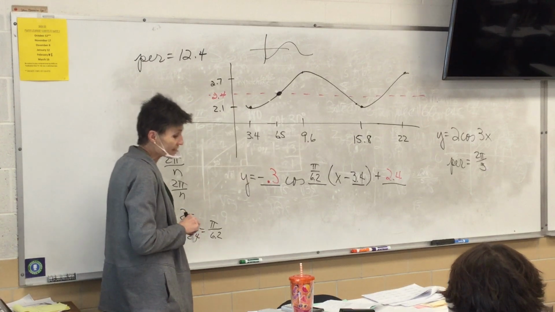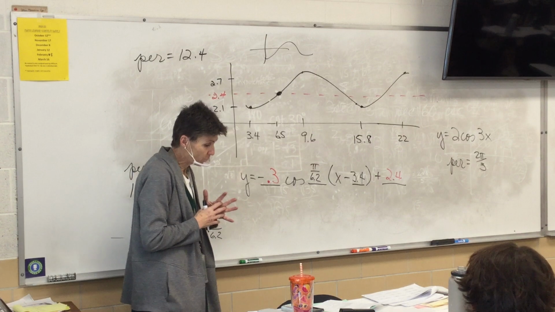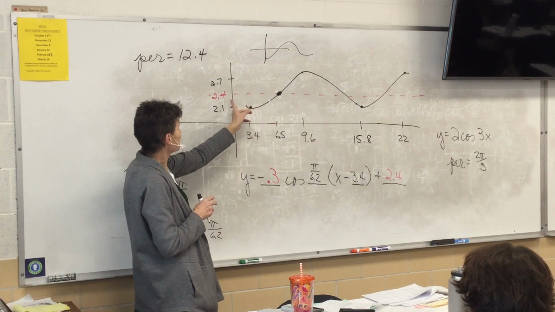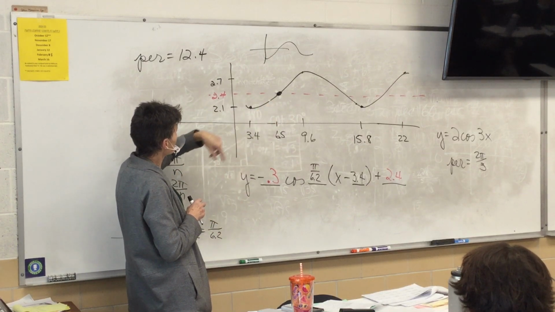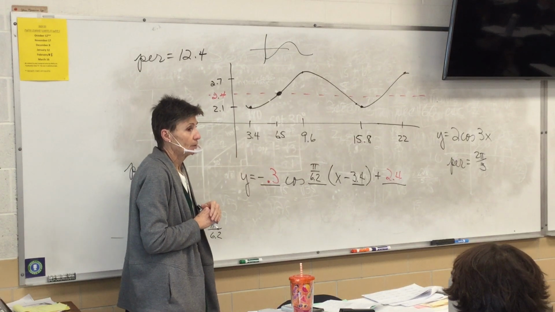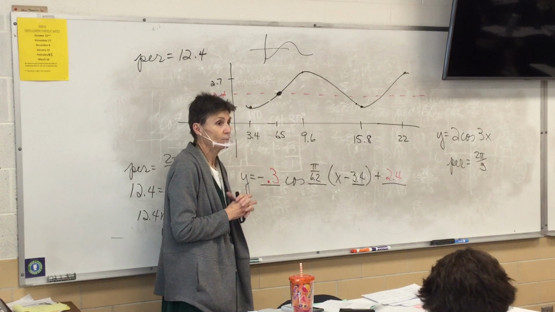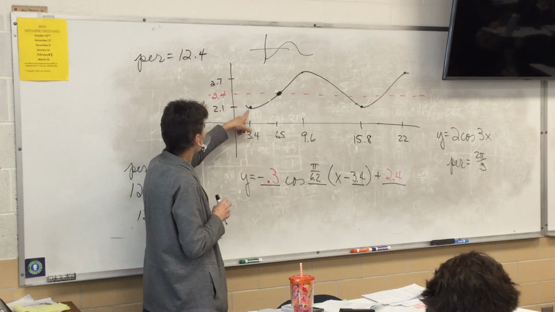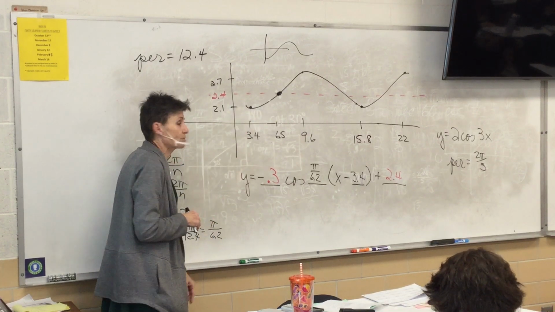Okay, last question. What was the first time on July 4th when the water was 2.4 meters deep? The first time that it was 2.4 meters deep. The answer to that question would be 6:30, wouldn't it? Let me double check. Yeah, because it wouldn't be down here. Okay. So 6:30.